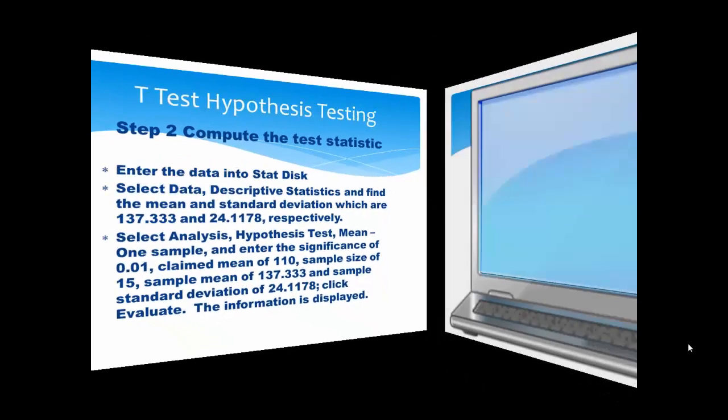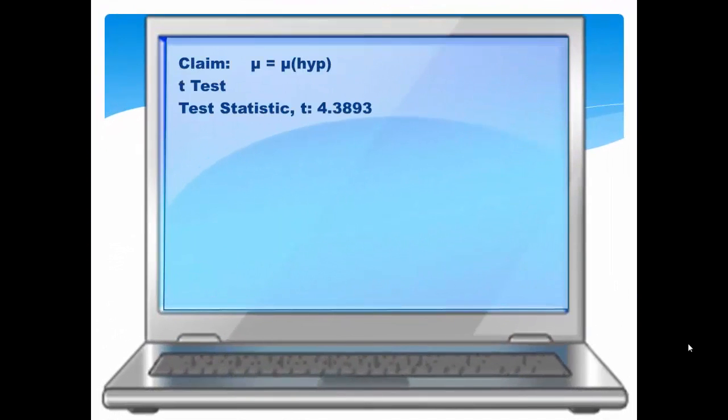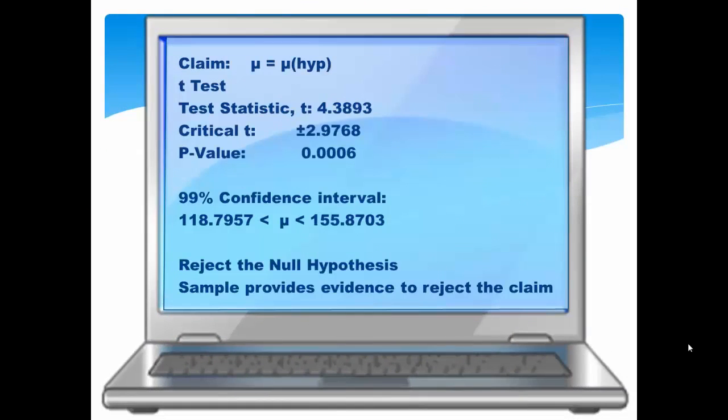Now, we get a pop-up that comes up on our computer that looks like this. First of all, the claim is mu is equal to mu, because that is what I am claiming in my null hypothesis. You'll notice that the test statistic is 4.3893. You will notice that the p-value is 0.0006, which is quite small. You will also notice a 99% confidence interval.